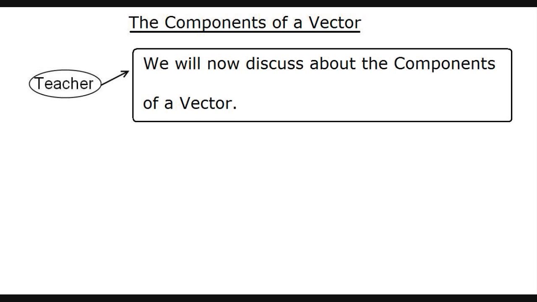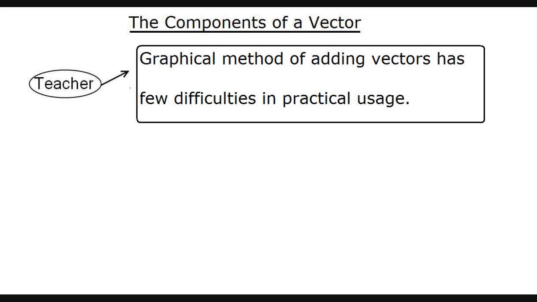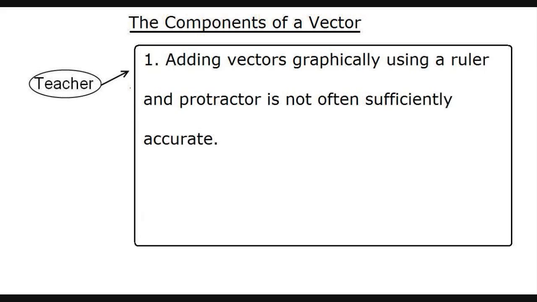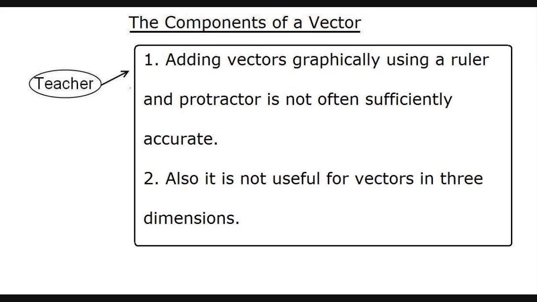We will now discuss the components of a vector. The graphical method of adding vectors has a few difficulties in practical usage. Adding vectors graphically using a ruler and protractor is often not sufficiently accurate. Also, it is not useful for vectors in 3 dimensions.